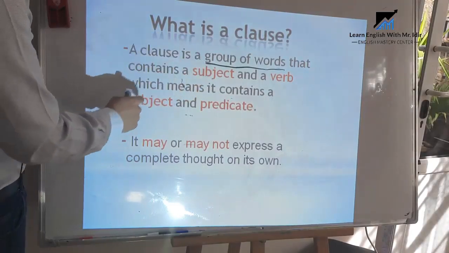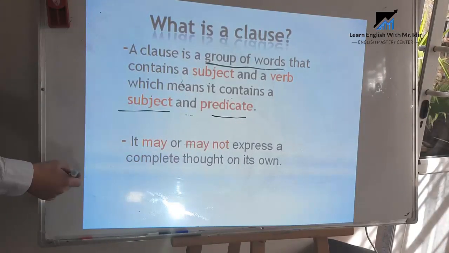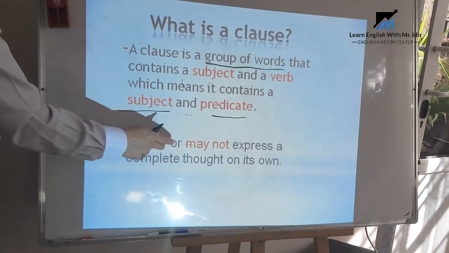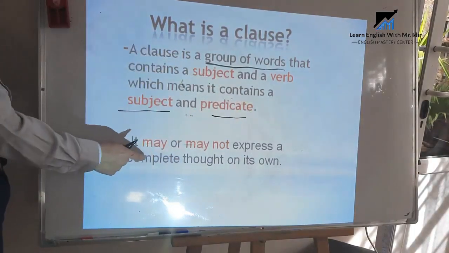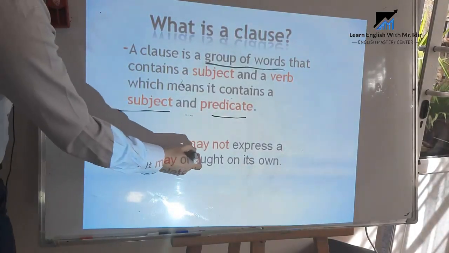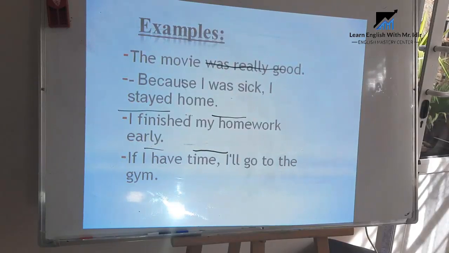Contains a subject and a verb, which means it contains a subject and a predicate, just as a sentence. Here we have the second characteristic of a clause. We have it may or may not express a complete thought on its own. Okay, so it said it may or it may not. So it can have a complete thought, an idea which is relevant and comprehensible, not ambiguous, or it may not. Okay, so we have here some examples.